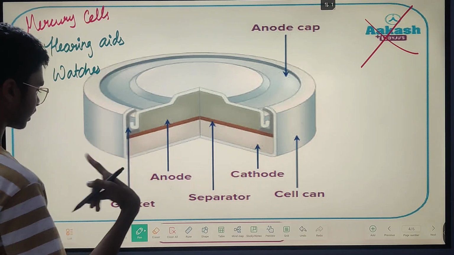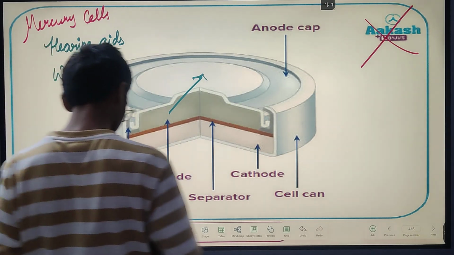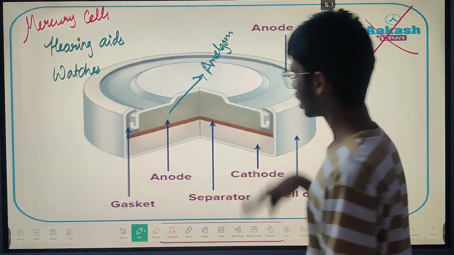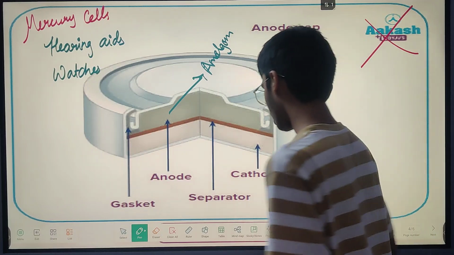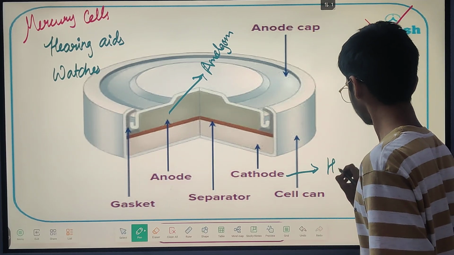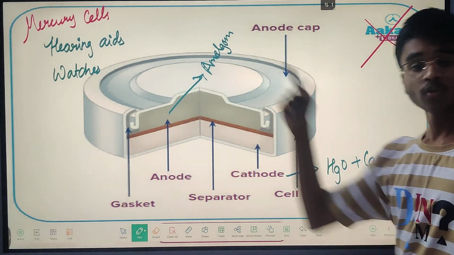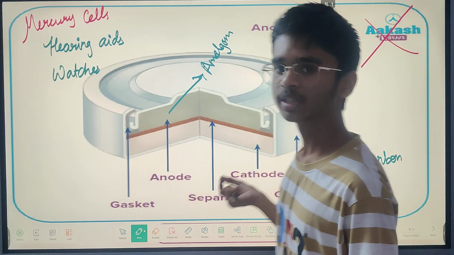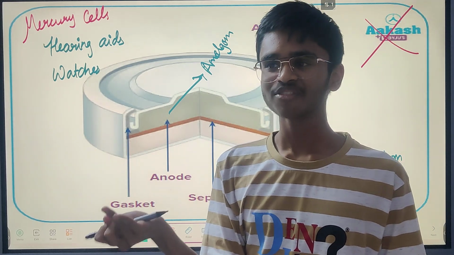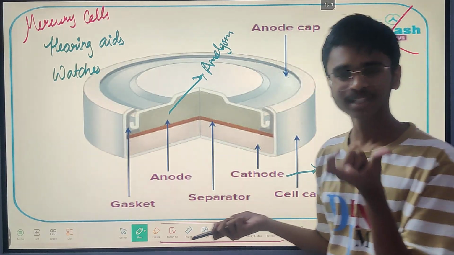So coming to the anode and the cathode, this is the anode, right? What is the composition of the anode over here? It is just the amalgam. Amalgam is the anode. Then what about the cathode? The cathode is formed by mercury oxide and also carbon. Over there, the cathode was made up of carbon, graphite and also ammonium chloride. Here it is made up of mercury oxide and carbon.